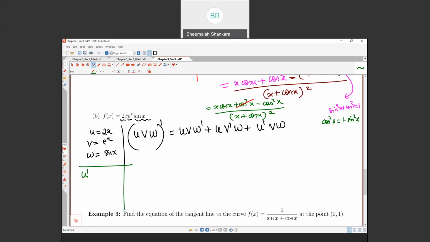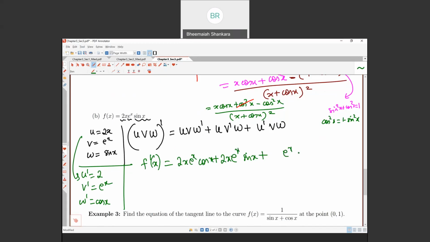Derive u, which is 2. Derive v, it's the same, e to the x. Derive w, you have cosine x. So plug all these in the formula here. You can write the derivative of the function f as f prime: u v w prime. So u v is the same, w prime is cosine x. u w is the same as the given function, v prime is e to the x. v w is the same, so plug in for u prime, which will be 2.